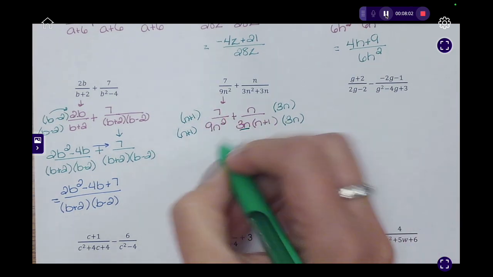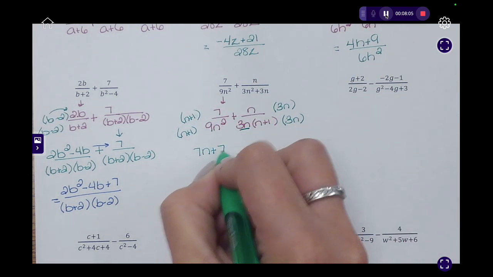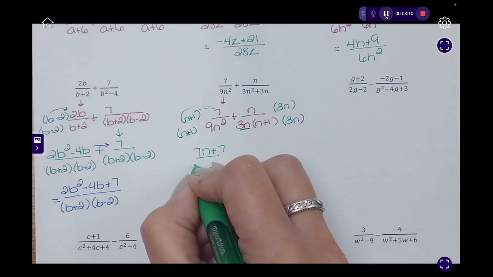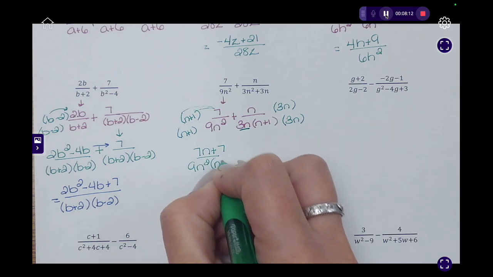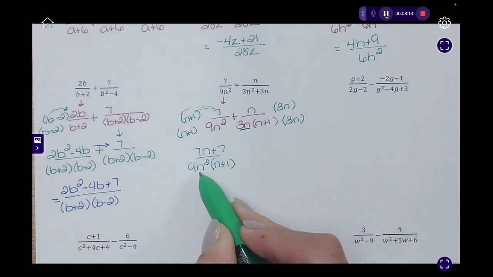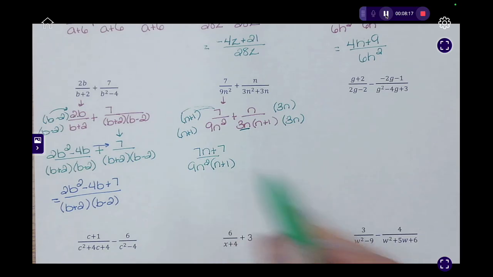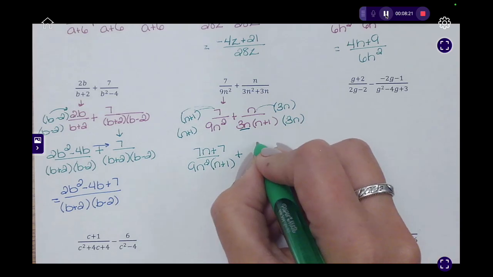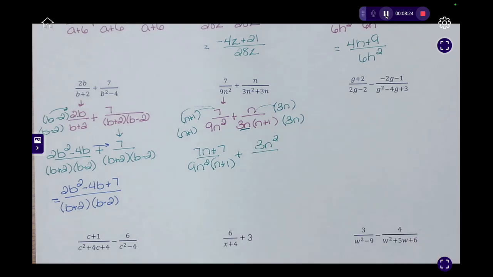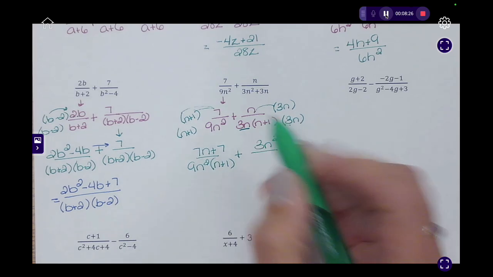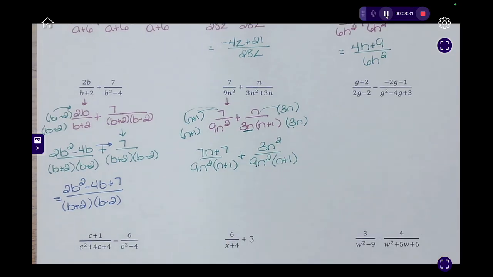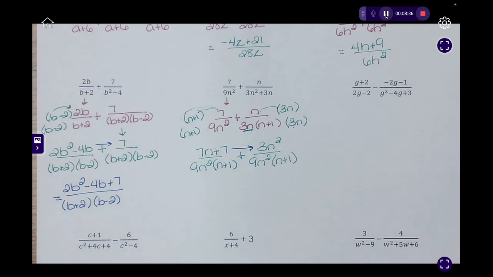So across the top here, I'm going to have 7n plus 7, because remember, I'm multiplying it to both of those. Here, we're not multiplying that out. We're going to make it easy on ourselves, and we're just going to write it 9n squared, and in parentheses, n plus 1. Over here, when I multiply this, n times 3n is 3n squared. And then here we just talked about 3n times 3n is that 9n squared, and you still have n plus 1 in parentheses. Okay, so now I've got common denominators, so now I can add those numerators, add straight across.